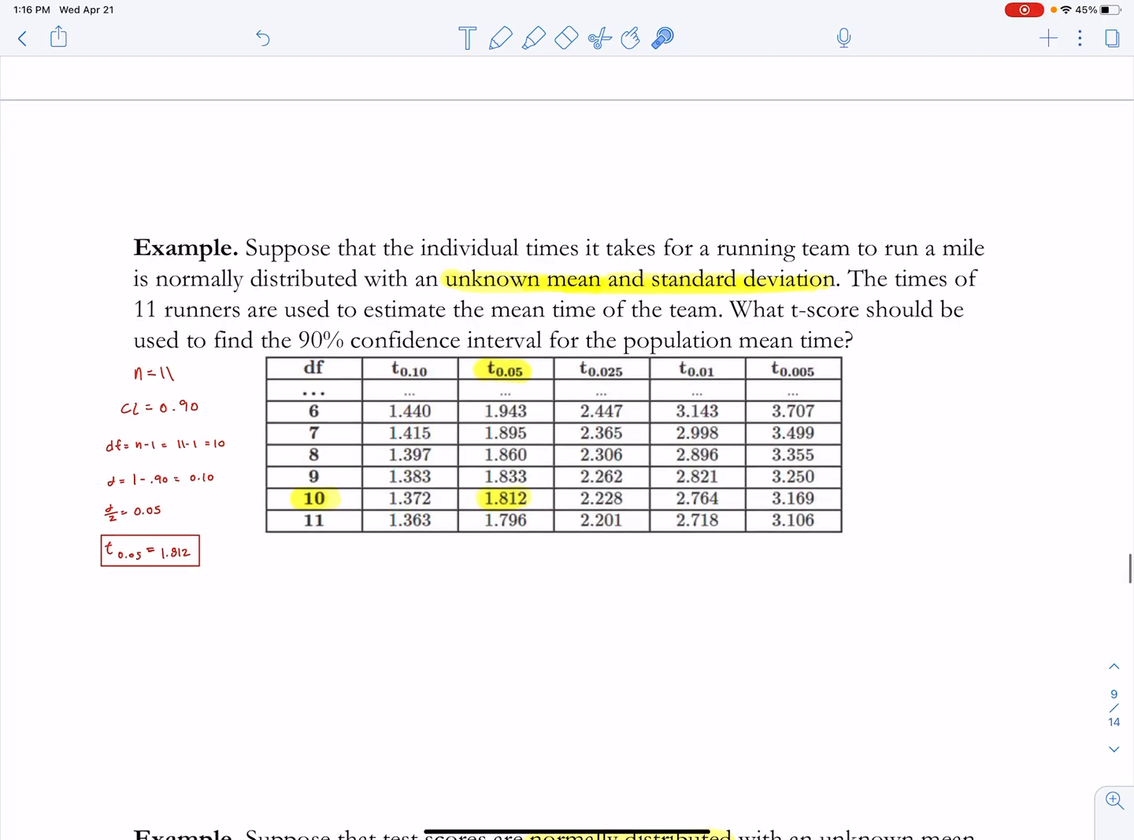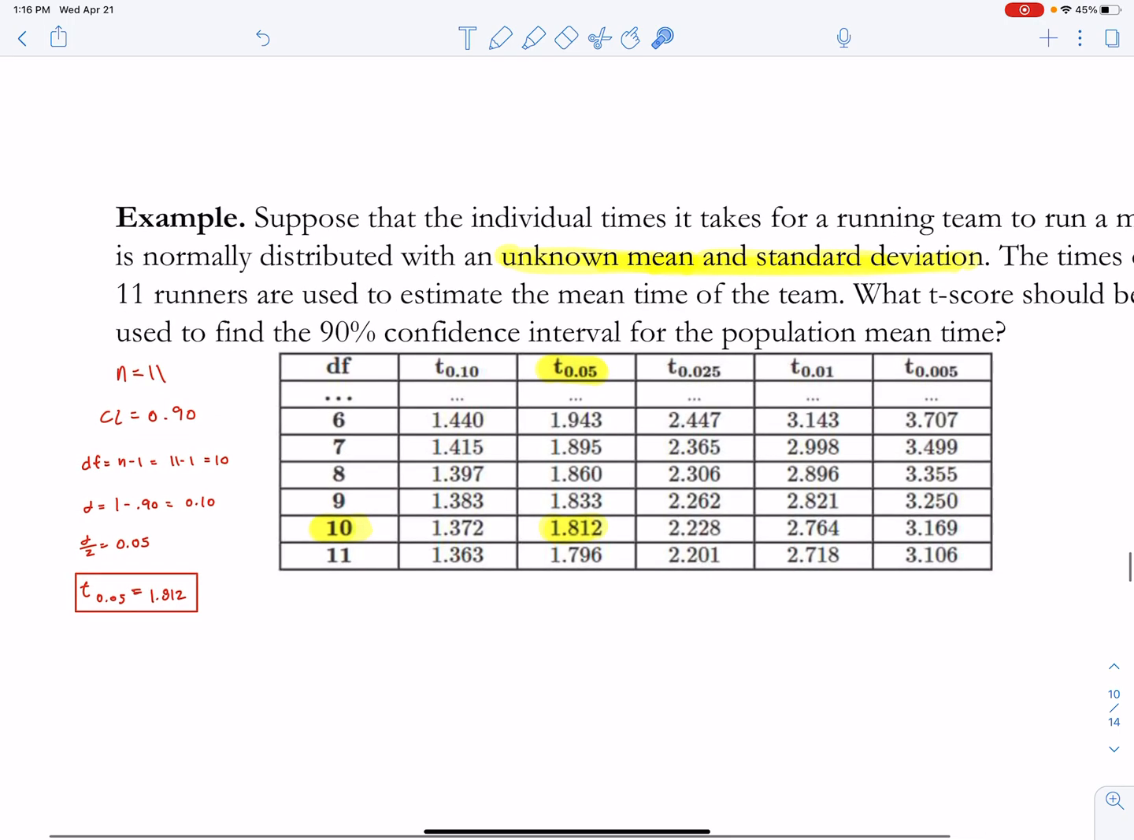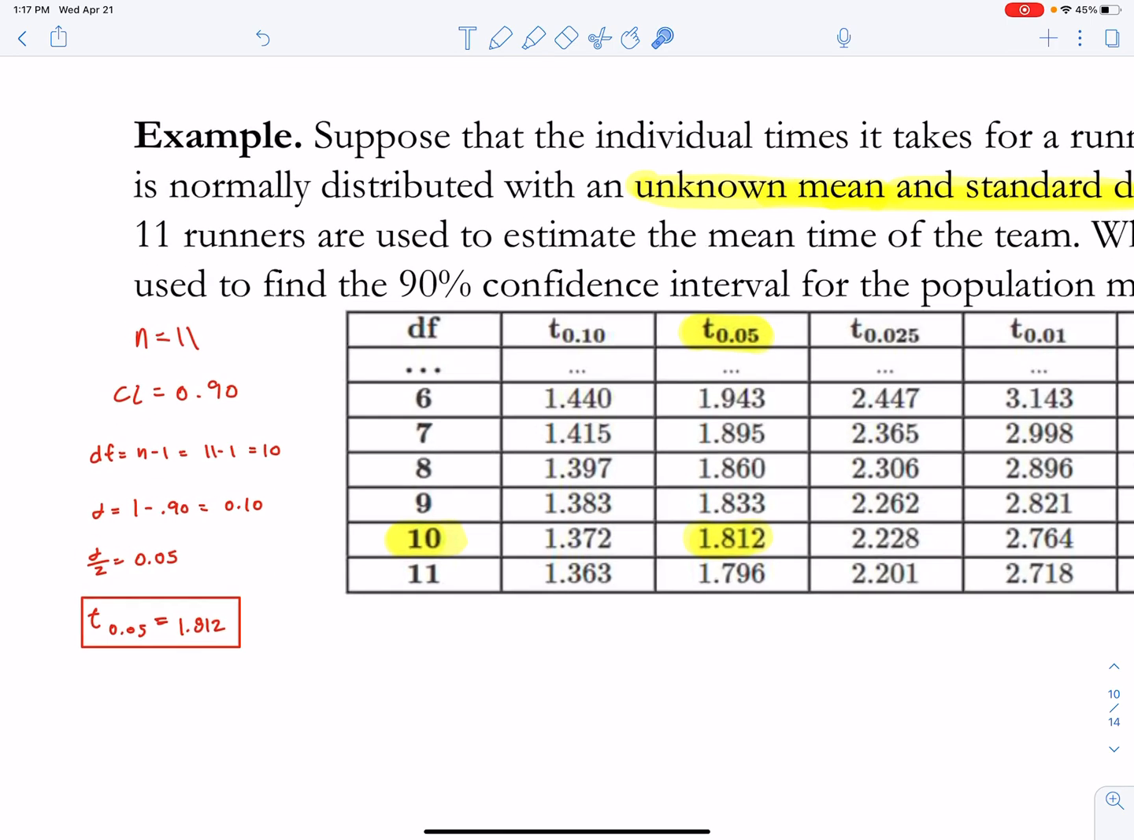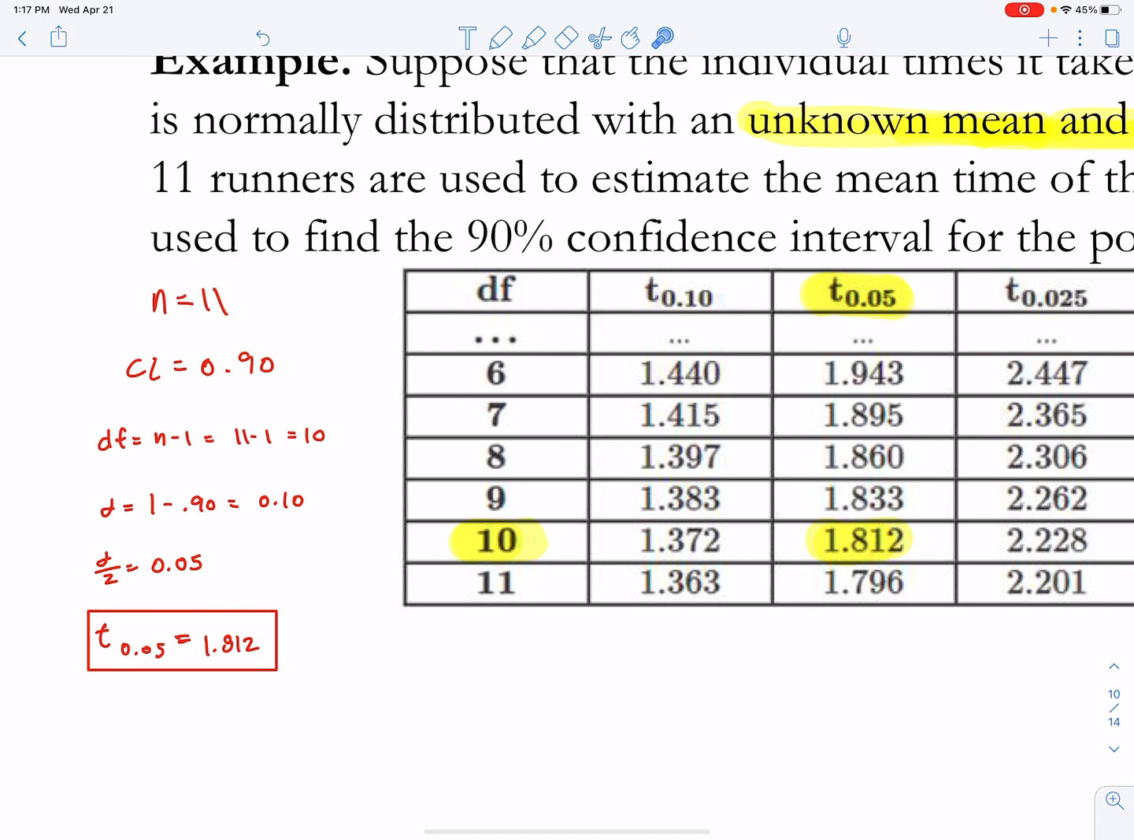So of course I have this already pre-filled out to save time, and you guys seem to like to have pre-filled out notes. But my sample is 11, right? It says 11 runners, so that's the first thing you want to write down. Then my confidence level is 90%, so 0.90. You're going to want to write that down. And then to find my degrees of freedom, I need my n minus 1. And if you recall, my sample was 11, so I get 11 minus 1. So my degrees of freedom is 10.